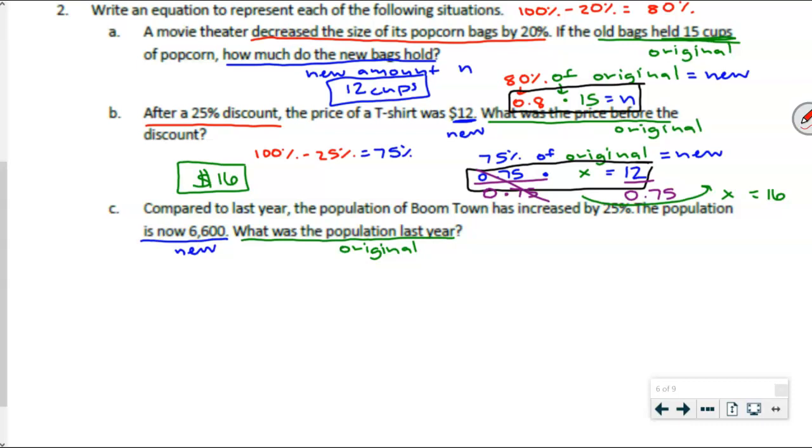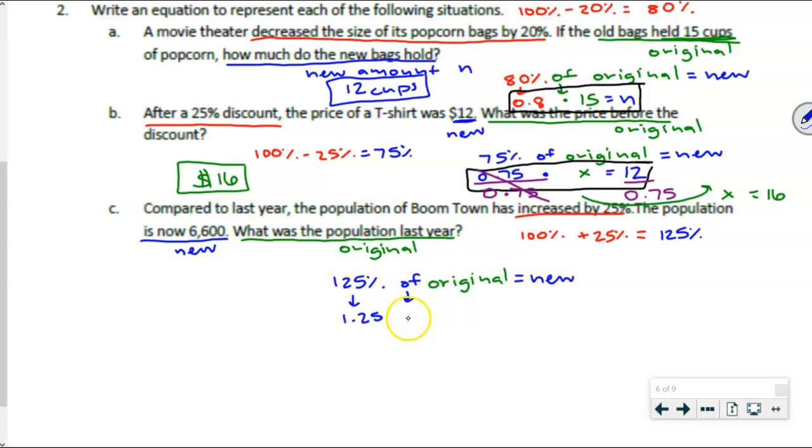So when we see this, it's increasing 25%. That would be 100% plus 25%, which is equal to 125%. That's 125% of the original. And when I do 125% of the original, it will give me the population, that new population. So let's translate this from our English to mathematics. 125% is 1.25. Of means we're multiplying.